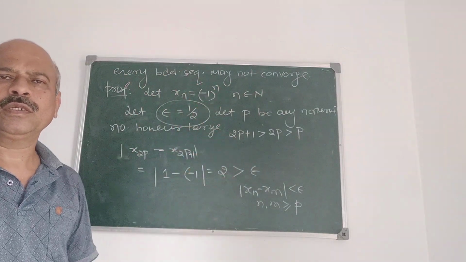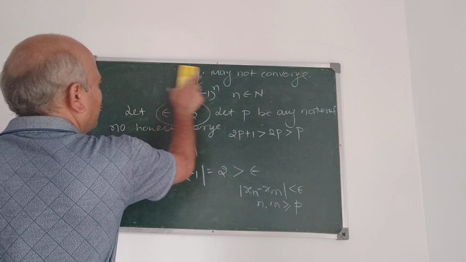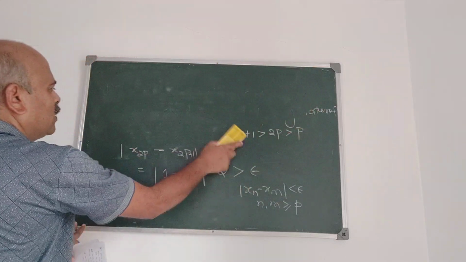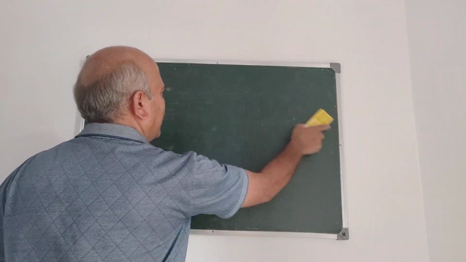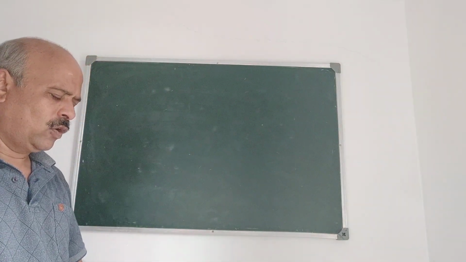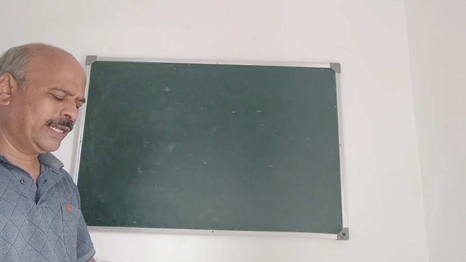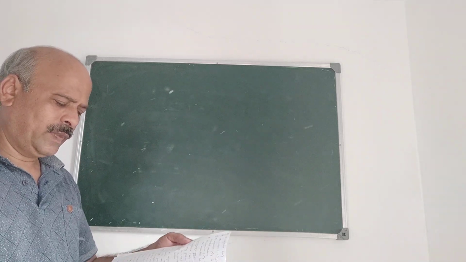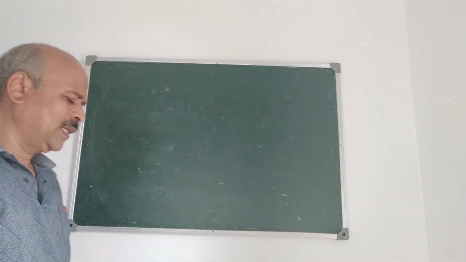So what is the theorem here? Every convergent sequence is bounded, but the converse is not true. We have proved it by taking one example. Now I consider some more examples here.